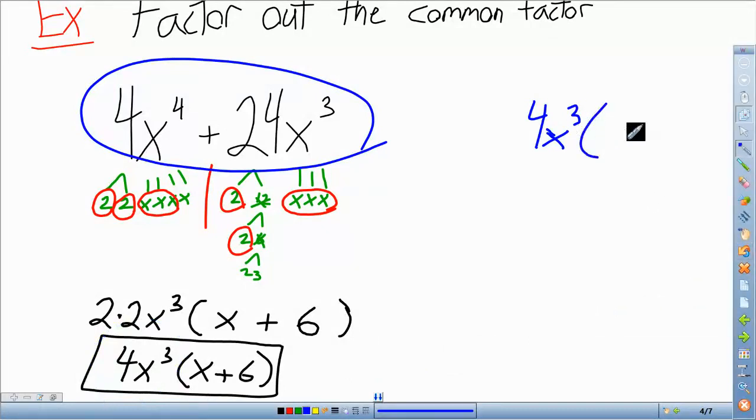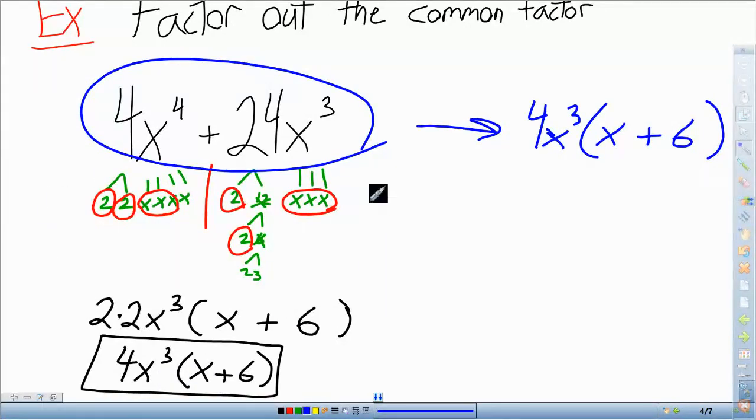And then from there, I could have asked myself, if I take a 4x cubed out of a 4x to the power of 4, what am I left with? Well, I'm just left with a single x, right? If I take a 4x cubed out of a 24x cubed, I'm taking all three x's out. I took a 4 out of a 24. You can think of it as dividing it out. What am I left with? Well, I'm left with a 6 here, right? And I could have actually gone straight to this if I felt comfortable doing it. Obviously, they're the same answer.